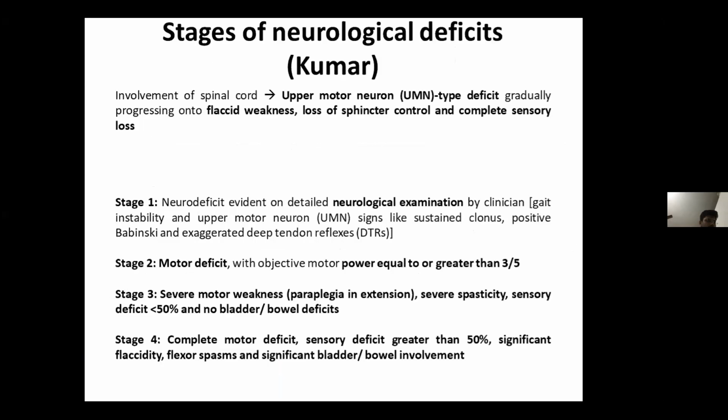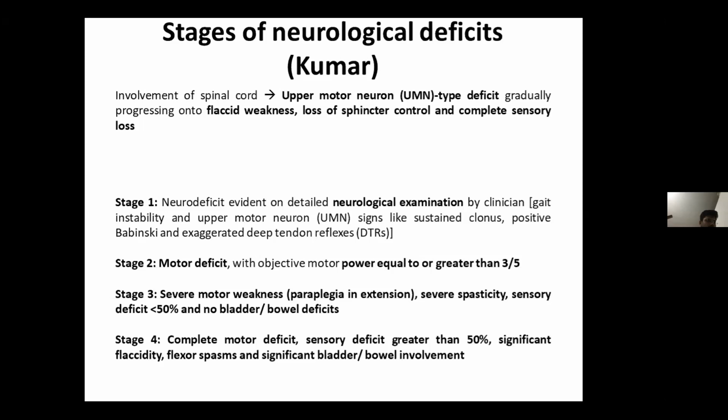We all have heard of the Kumar's classification. It has traditionally been the way to classify neurological deficits from spinal cord involvement in tuberculosis. So broadly, we classify whenever there is an involvement of spinal cord. Stage 1 is where the neural deficit is only evident on the clinician's examination, either with gait instability or the other upper motor neuron signs. Stage 2 is when there is a motor deficit, but the objective muscle power is at least 3/5.